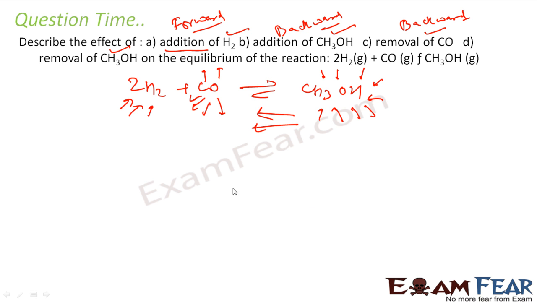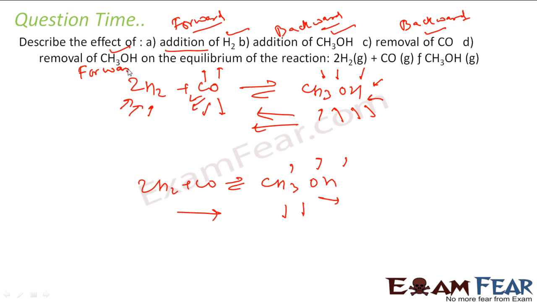To remove CH3OH, let me again write this reaction because that is dirty. So if you remove this CH3OH, what will happen? The reaction will move in such a direction that it generates more CH3OH, that is, it will go in the forward direction. And that is my answer.